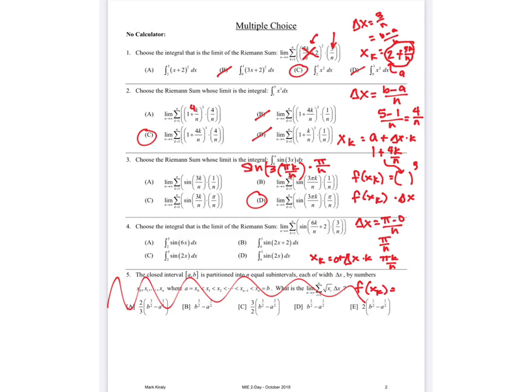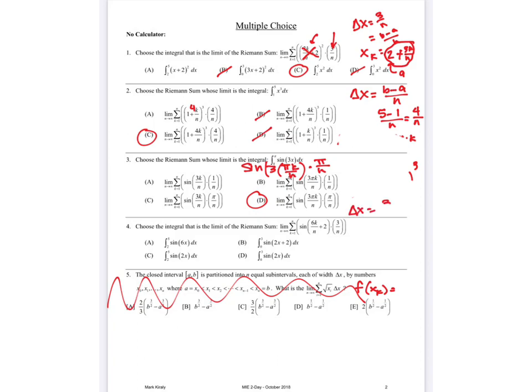Okay. So number 4, it says choose the integral that is the limit of the Riemann sum, and you've got this big honkin' Riemann sum. Where do you want to start? Find the delta x. 3 over n. So delta x in this problem seems to be 3 over n, which means my interval b minus a must have been 3. Okay, all of those have that.